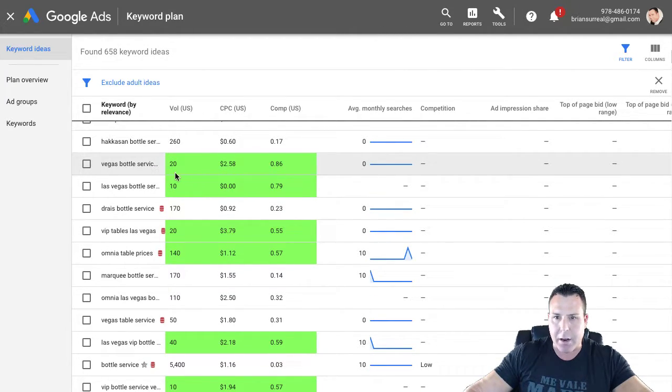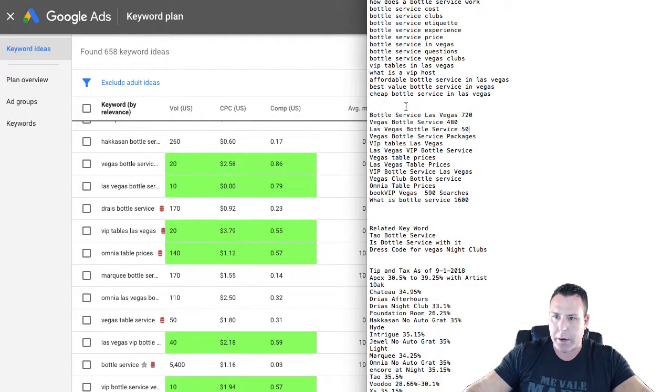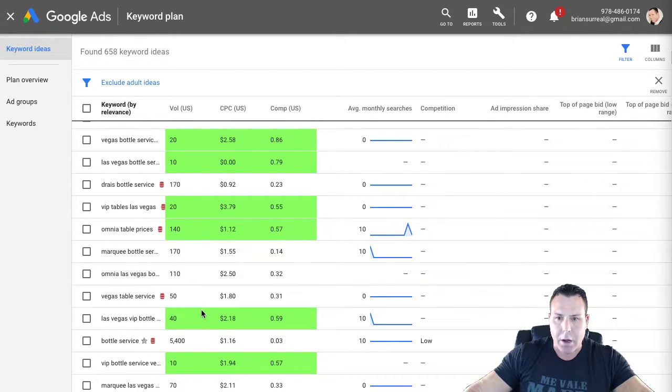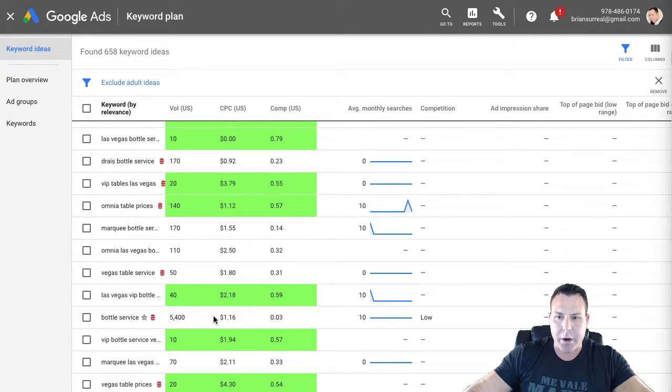These are ones that are people paying a lot of money for. Vegas bottle service. I'm keeping notes here as we go, guys. I'm making a list of different things so that when I make my video, I can make sure I mention these words. I can talk about this in a blog post, whatever I decide to do. This is all opportunity here to make money. Okay.